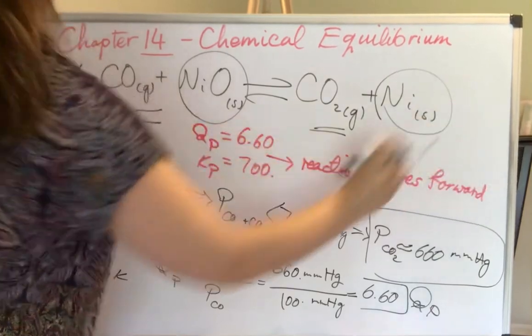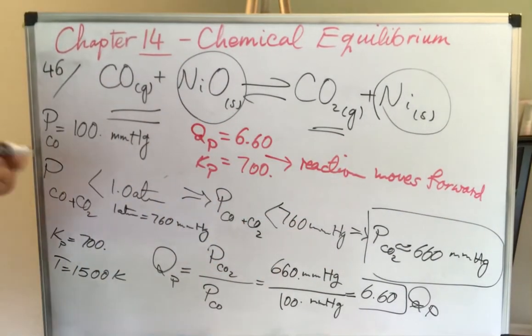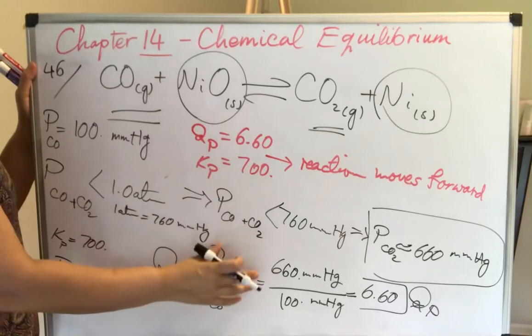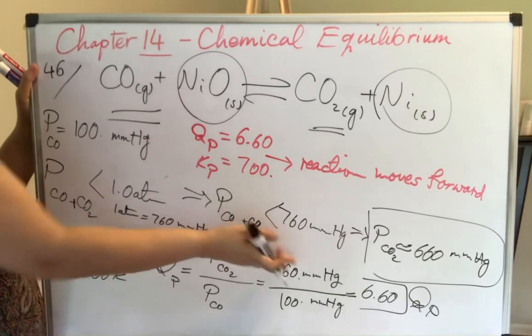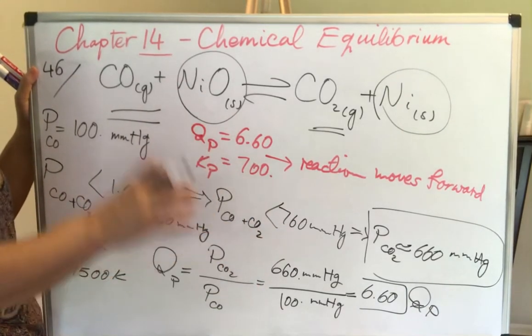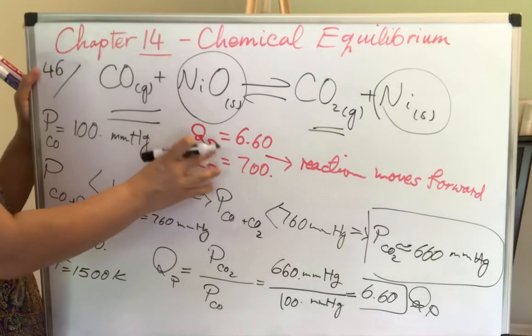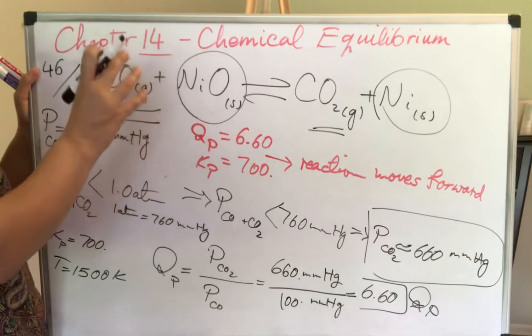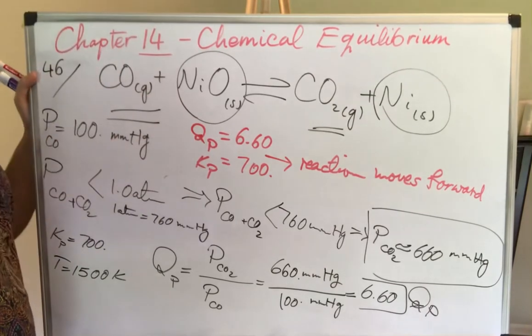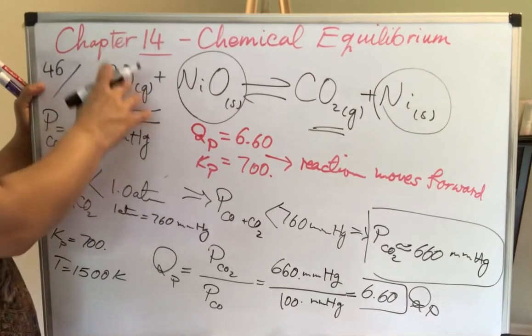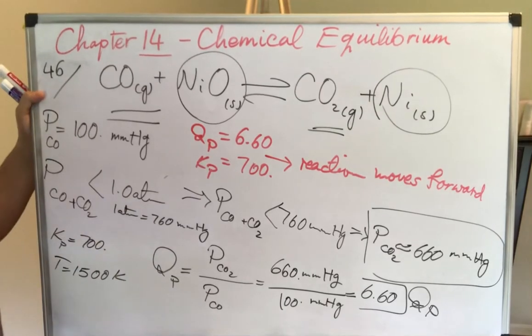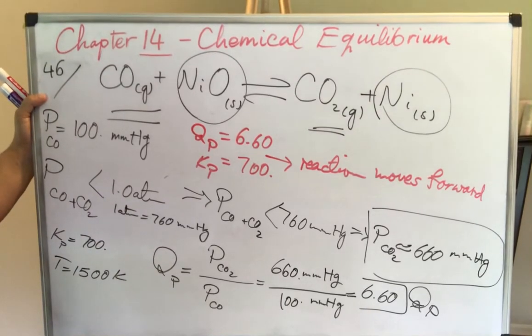I hope you understood. We calculated Qp one more time. The concentrations or the pressures you use for Qp can be at any time in the reaction, but for Kp and Kc, you're only working with the equilibrium concentrations and pressures. So Q is a measure of where we're standing, what is the situation.